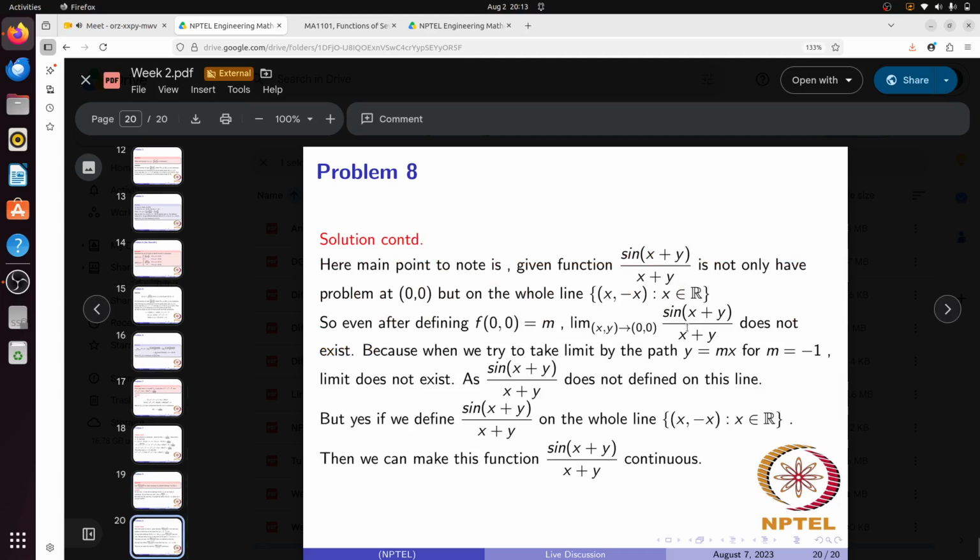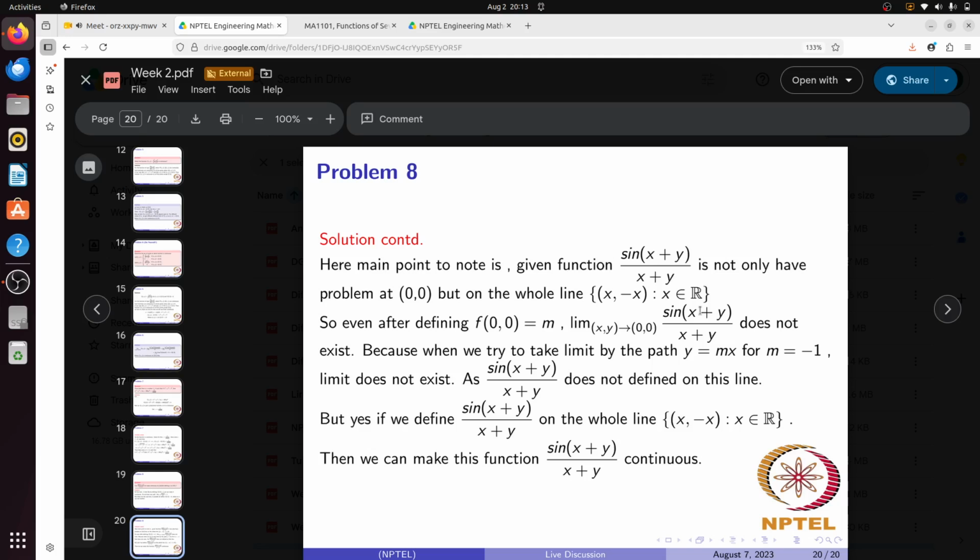Here the main point to note is that the given function sin(x plus y) by (x plus y) not only has a problem at (0,0), but on the whole line x plus y equal to 0. So even after defining f(0,0) equal to m, limit (x,y) tends to (0,0) of sin(x plus y) by (x plus y) does not exist, because when we take the limit along the path y equal to mx for m equal to minus 1, the limit does not exist, as sin(x plus y) by (x plus y) does not depend on this line.